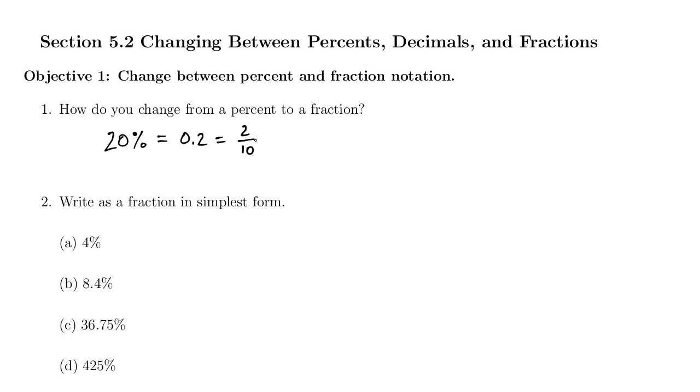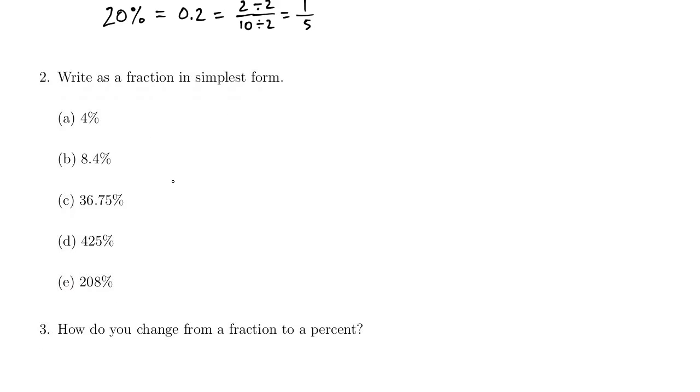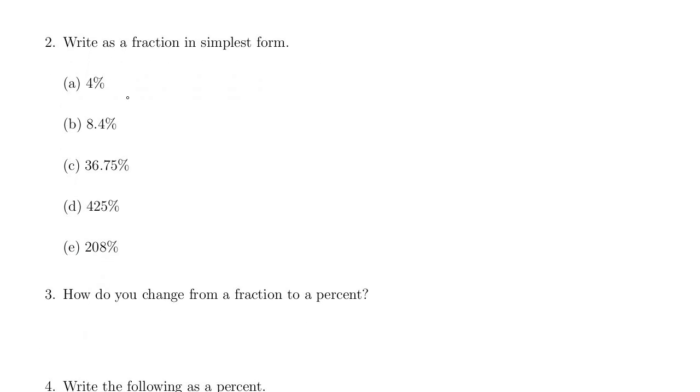And we always want to remember to reduce, so we can divide the top and bottom by 2. And we get, let's see, 1/5. Okay, so again, we took our percent, changed it to a decimal, and then changed the decimal to a fraction. Okay, so that's the procedure. Let's see some examples here.